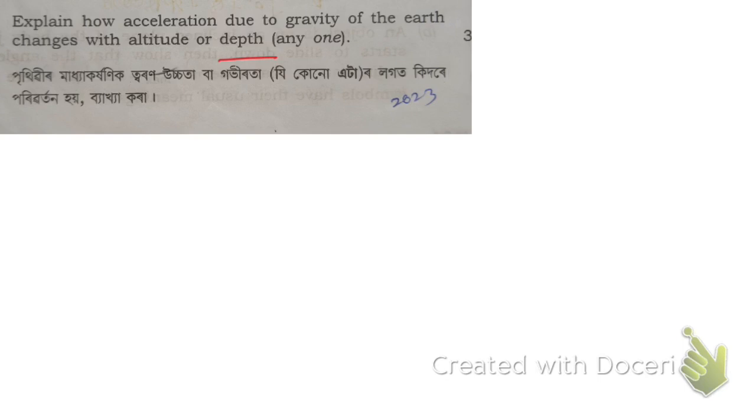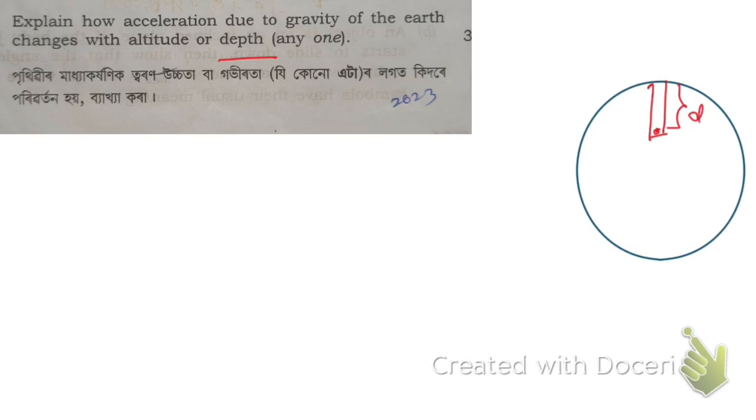Now you see, here is the Earth, suppose, and here we have a point at depth d. Its depth is d, and the radius of this Earth is, suppose, capital R. The mass of the Earth is, suppose, capital M, right?